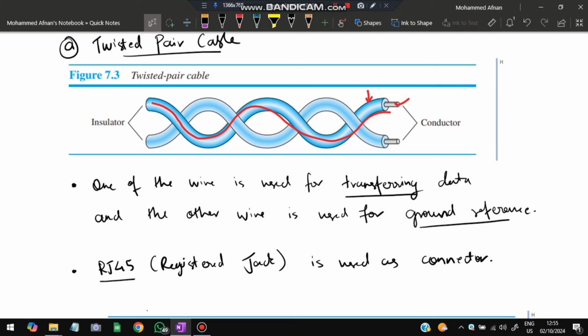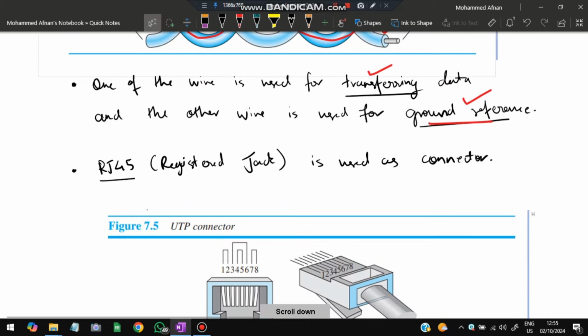So one wire is used for transferring the data, the other is used for ground reference. So what is ground reference? It's just for balancing purposes. If some interference happens here, it will do the opposite effect of it, so that the data is intact and not out of balance.